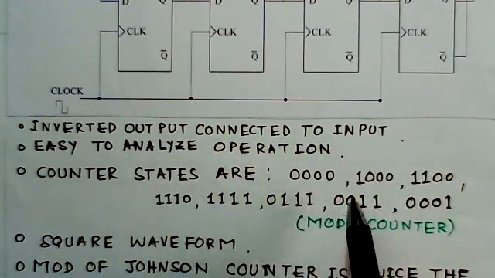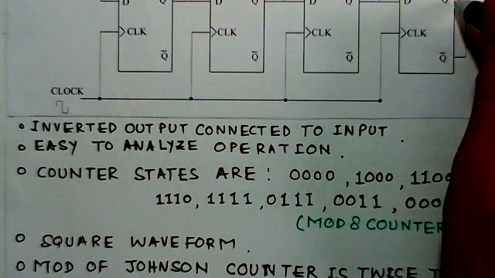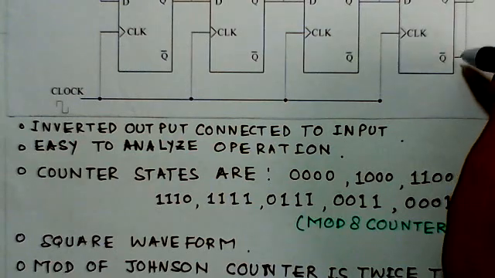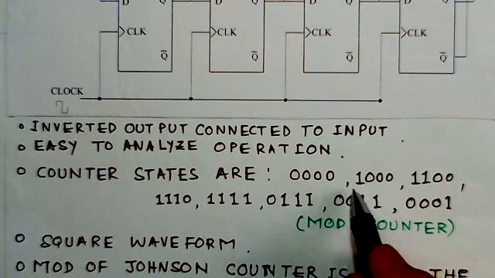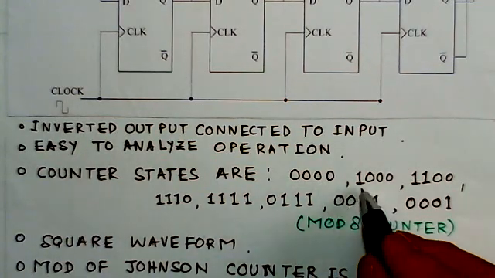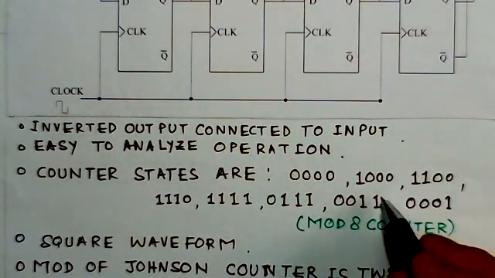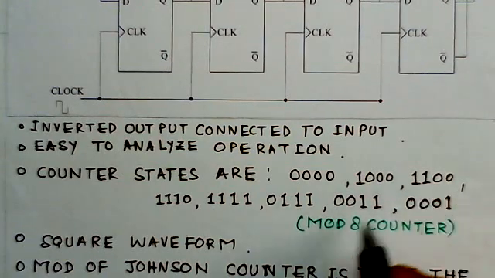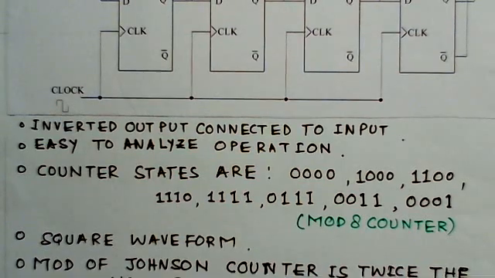It's very easy to analyze the operation, because whenever this output here is 0, this will be 1, so the first clock pulse will take this to be 1. So this is the count sequence here: 0 0 0 0, then 1 0 0 0, then it will go to 1 1 0 0, 1 1 1 0, and so on. These are the count sequence for the mod 8 counter here.